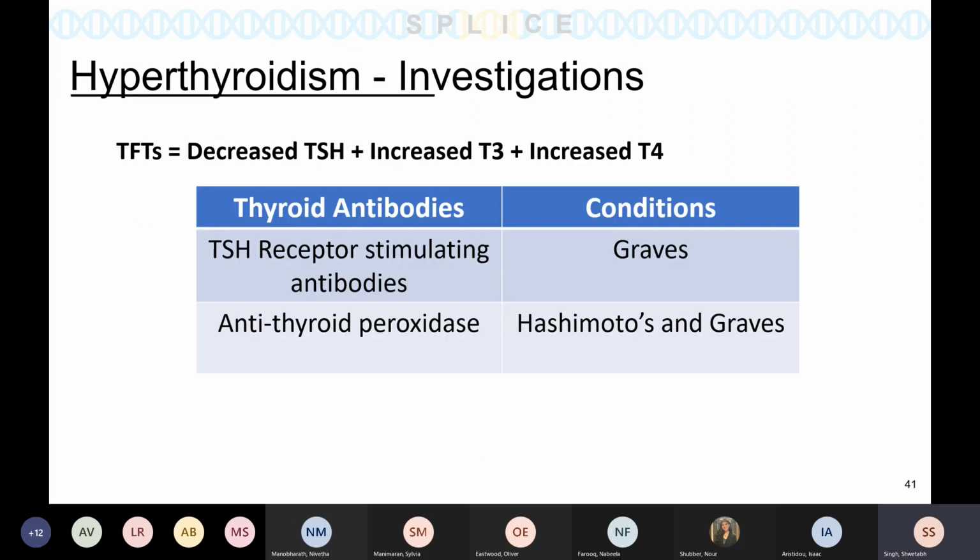So investigations. So TFTs: decreased TSH, increased T3, and increased T4. A little note about thyroid antibodies. TSH receptor stimulating antibodies would most likely give you a Graves picture. Anti-TPO would give you a Graves or a Hashimoto's picture. So if we can go on to the next slide.